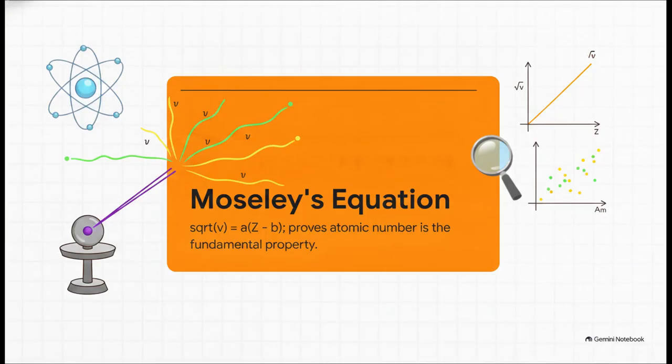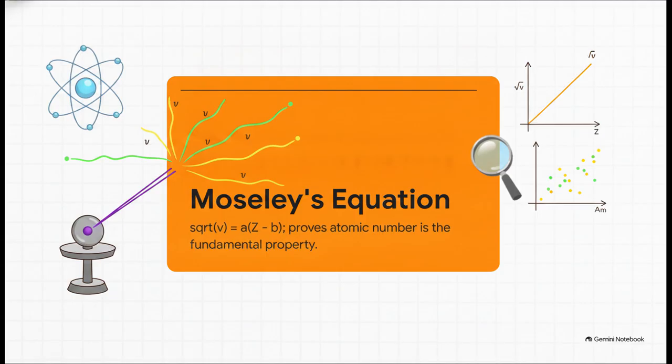Now, what's incredibly fascinating is the exact mathematical proof Moseley used. He didn't just guess that atomic number was better than atomic mass. He proved it. He bombarded different metals with high-speed electrons, causing them to emit characteristic X-rays. When he plotted the square root of the X-ray frequency, that's the ν in our formula, against the atomic number Z, it produced a perfect straight line.